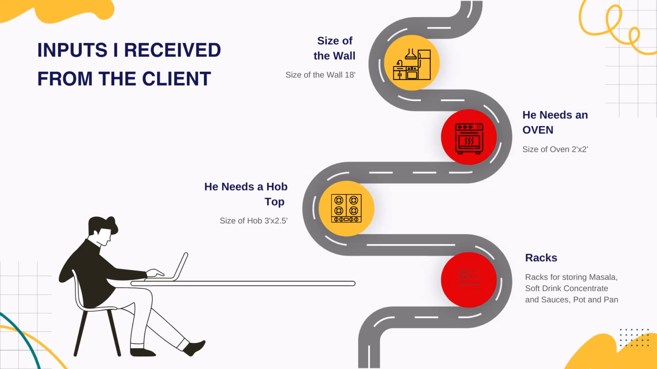Before we start designing the kitchen in AutoCAD, let me share with you some of the inputs which I received from the client after having a detailed chat with him about designing the kitchen. He finalized the wall and showed me the wall, which I measured and found to be 18 feet wide. He needs space to accommodate his existing oven, which is 2 feet by 2 feet. He needs to accommodate his existing hob top, which is 3 feet by 2.5 feet. He needs various racks for storing his masala, soft drink concentrate, sauces, pots, and pans.